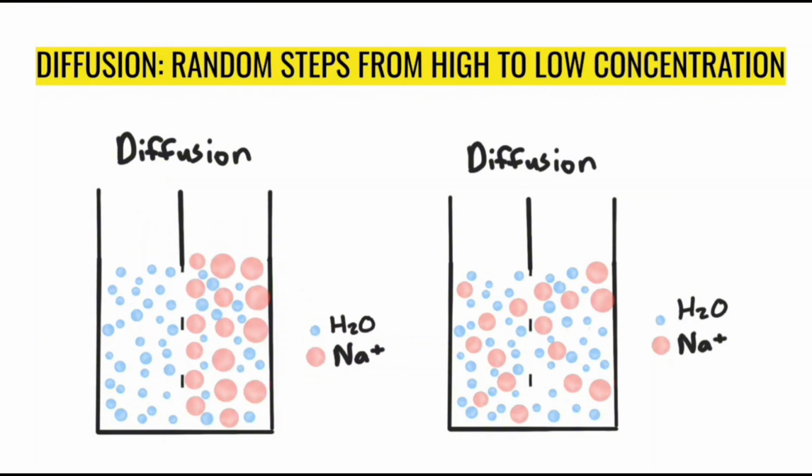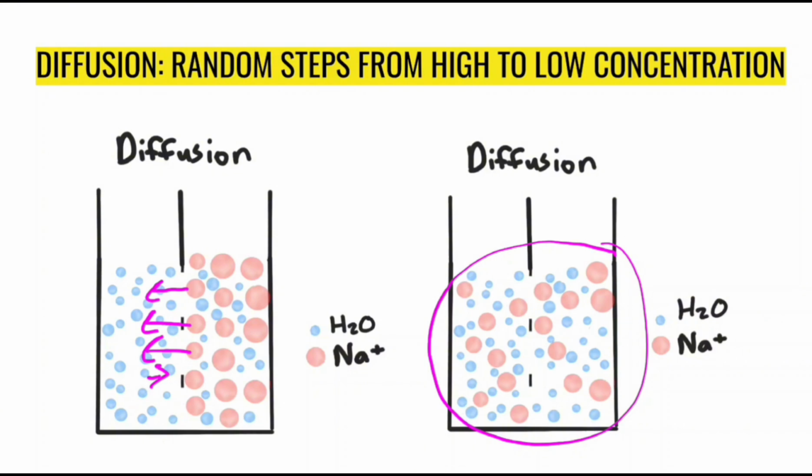So what is the result? The result is, if we allow enough time, randomly more molecules are going to move this way than are moving this way, and eventually, if there's enough time, the concentrations of what is dissolved in the water will become equal. This process of going from high concentration to low concentration is called diffusion.